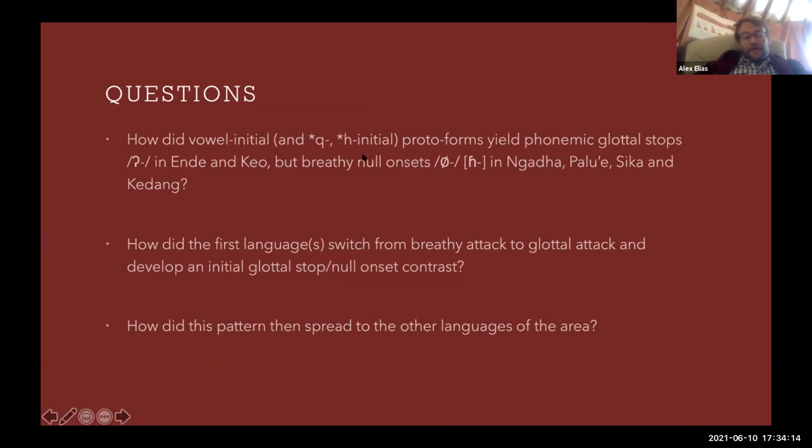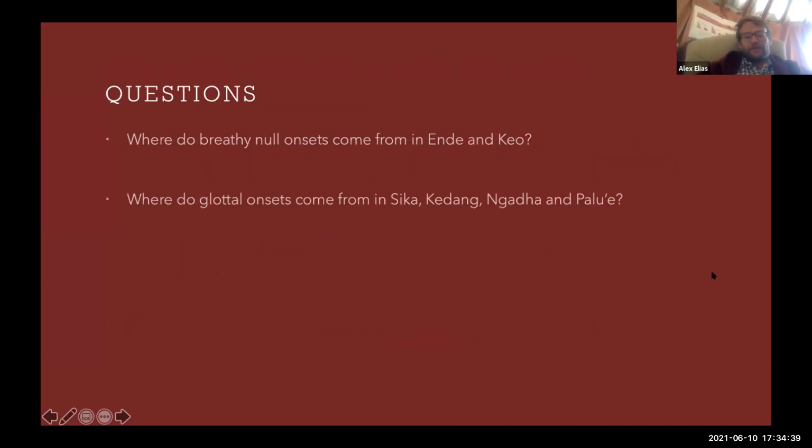How did Q and H initial forms merge with vowel initial forms before the time of Proto-Central Flores? And so all these 3 classes of protoforms yield phonemic glottal stops, but breathy null onsets in the other languages. So how did the first language switch from breathy attack to glottal attack and develop this contrast? And how did this pattern then spread to the others? And let's see if we can gather some evidence to try to answer this question.